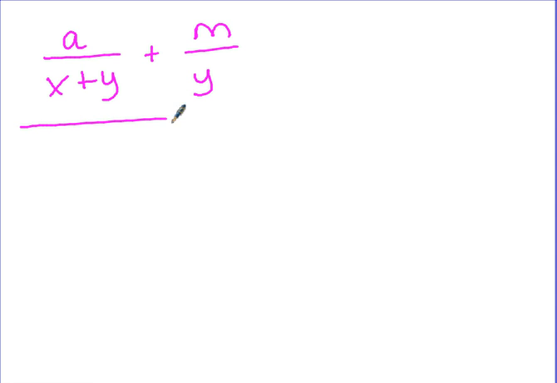For this next one, we have a over x plus y plus m over y, all over x over a plus m. I want you to go ahead and try this one on your own. Remember, simplify the numerator first, and then divide by the denominator, cross cancel if you're able to. Go ahead and give this one a try, and we will check it when you come back into class.